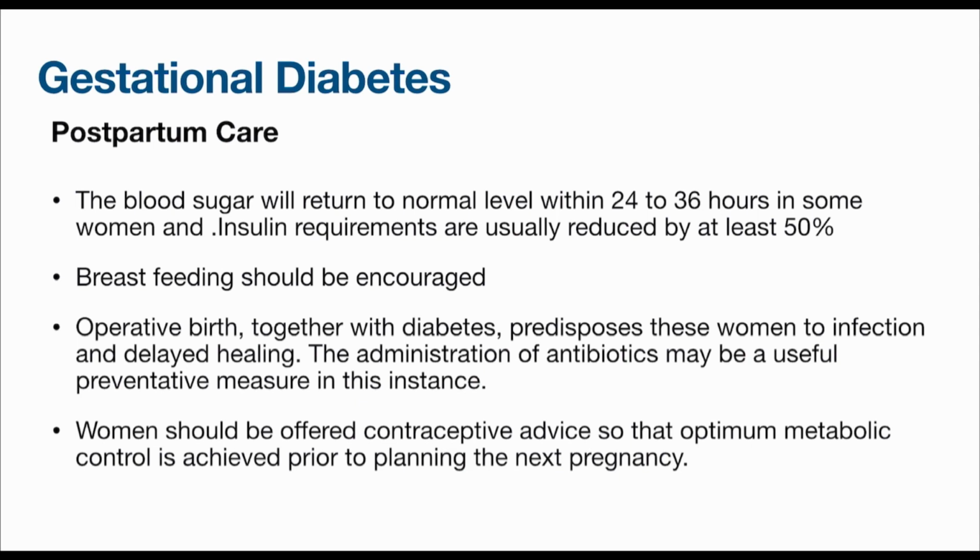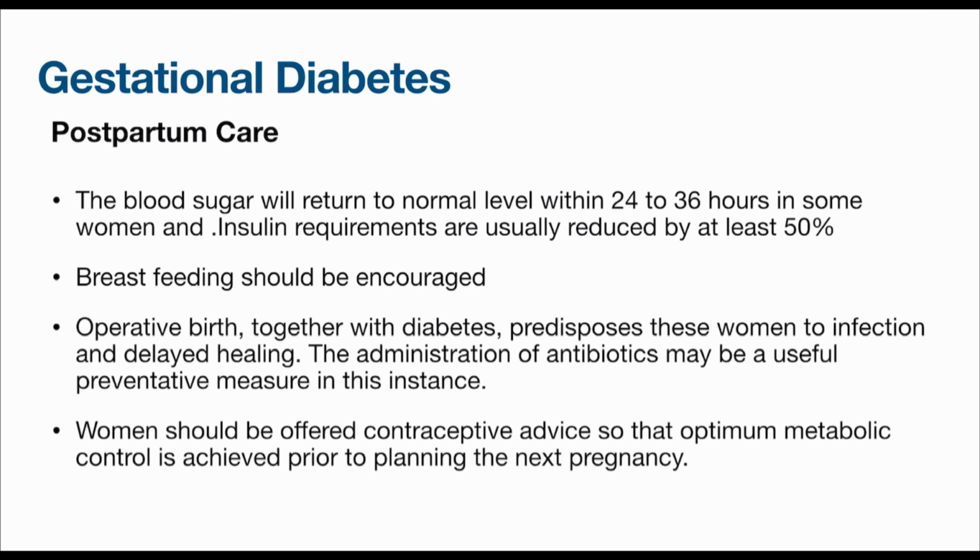The blood sugar will return to normal level within 24 up to 36 hours in some women, and insulin requirements are usually reduced by at least 50%. That is after the delivery, okay? Breastfeeding should be encouraged, of course, because the baby will develop what we call hyperinsulinemia. So that will increase the risk for hypoglycemia. So the baby should be fed immediately after the delivery, either by breastfeeding, and if the mother cannot breastfeed the baby, the nursery nurse will feed the baby, and after that she will check the blood glucose of the baby.